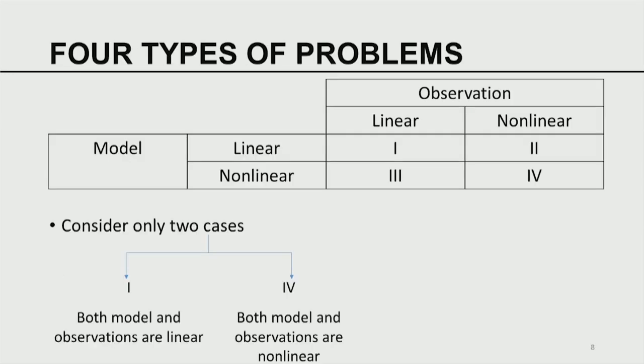Before I go further, there are four different formulations of this inverse problem. The model could be linear or nonlinear, and the observation could be linear or nonlinear. In case one, both model and observations are linear. In case four, both are nonlinear. In the other two, one is linear and the other is nonlinear. The simplest possible case is one, when both are linear. The most complex case is four. So we consider these two extreme cases. If we understand how to solve these two problems, the intermediate cases 2 and 3 would become obvious.